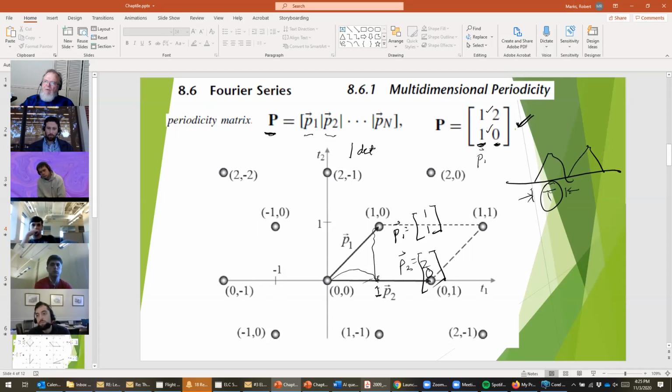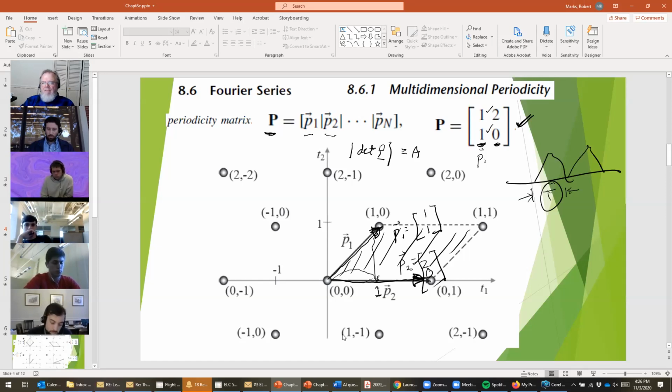Can anybody tell me what the determinant of P is? Now, this is acting on the point that you have a vector here, and you have a vector here. That's P1 and that's P2. Do you know what the determinant of P gives you? This is very interesting. It gives you the area of the parallelogram that is formed by those two vectors. The magnitude of the determinant.